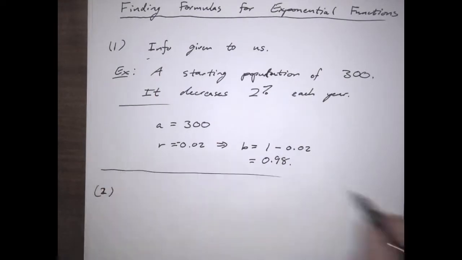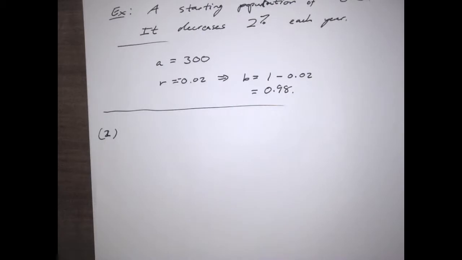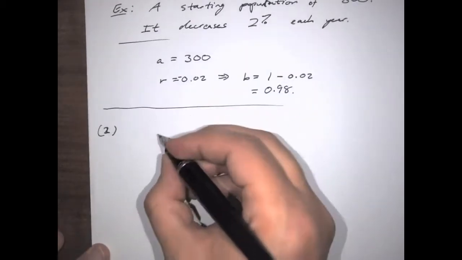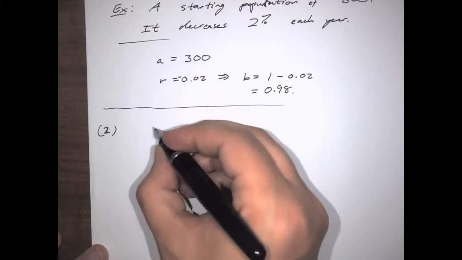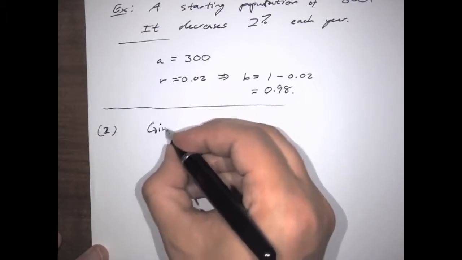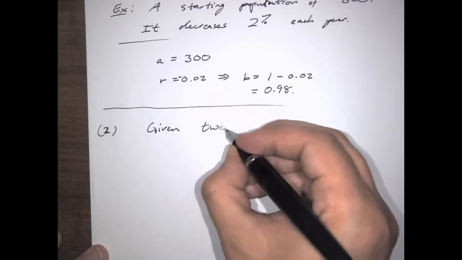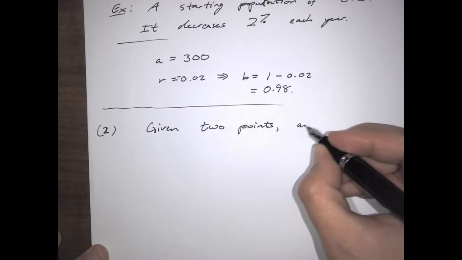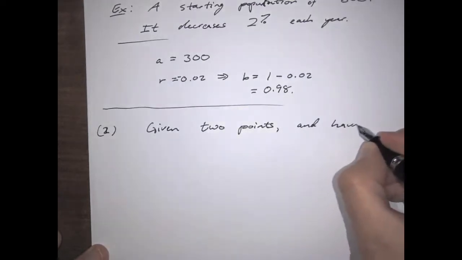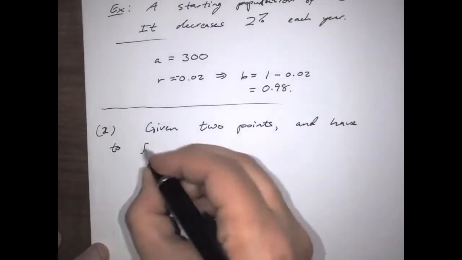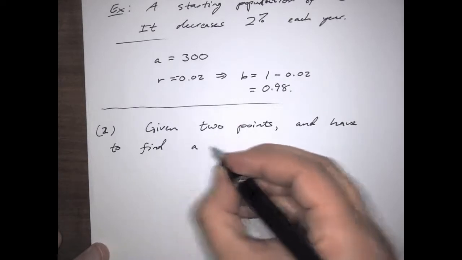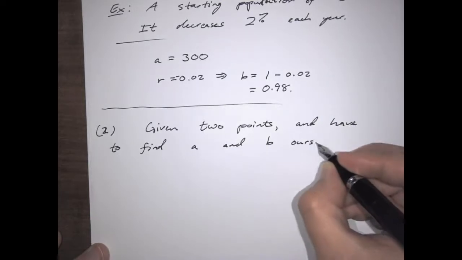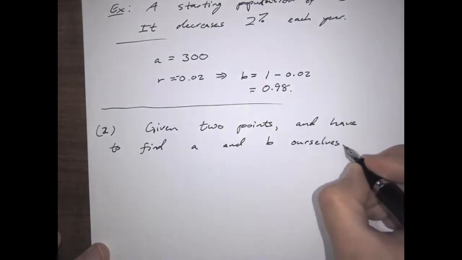The second iteration of this is going to be the harder kind. So the second way we can go about this is we are given 2 points, and have to find A and B ourselves.